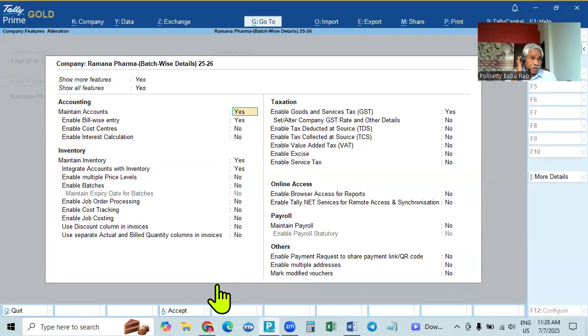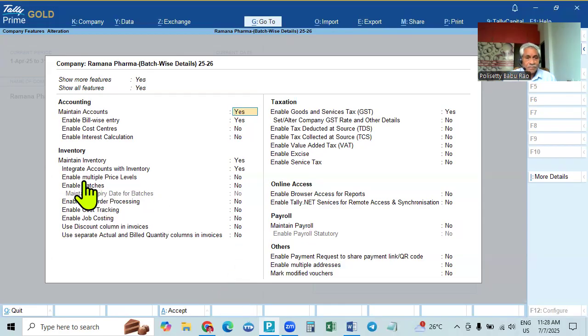Similarly, now we are going to deal with the batch number. Batch number means batch number, manufacturing date, and expiry date. All these are called batch-wise details. So if there is no expiry date, we will not give an expiry date. But these two, batch number and manufacturing date, you have to give. So these features are to be enabled.